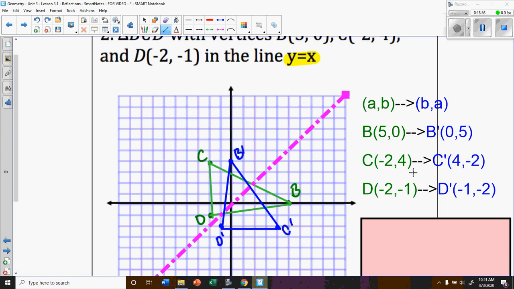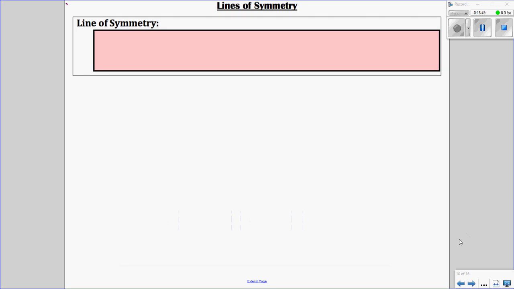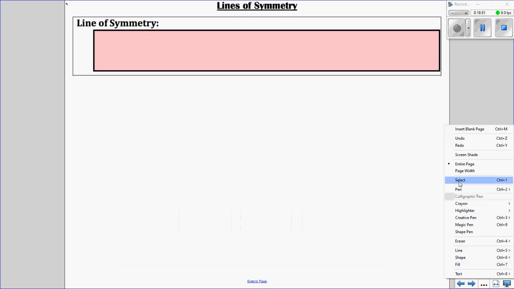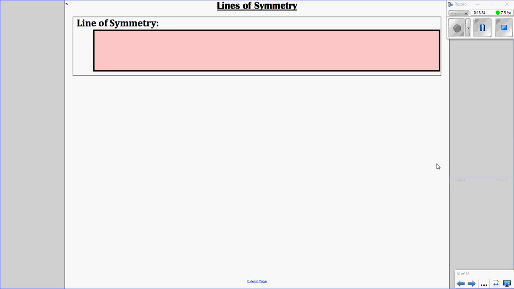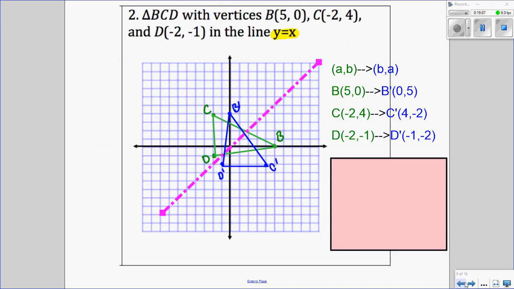And there we go. If you look at it, it's actually a reflection over that line y equals x. Okay, so that was the two different examples. So now, that line that we drew is called a line of symmetry. So the line drawn in a figure that creates a reflection from one side to another is called a line of symmetry. So if we go back to the picture, to the graphs, that pink dotted line represents the line of symmetry.